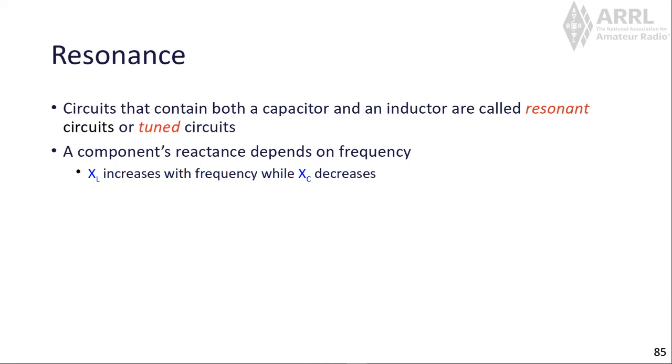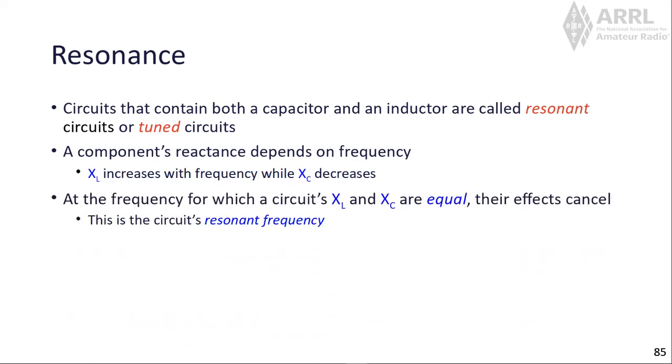So as the frequency goes up, the AC resistance, or the reactance of the XC decreases. So higher frequency, the resistance of a capacitor goes down, and the resistance of an inductor goes up. Okay?